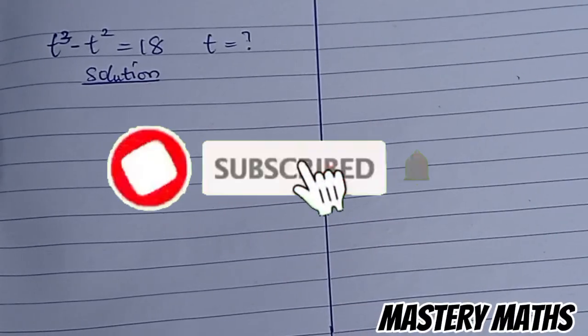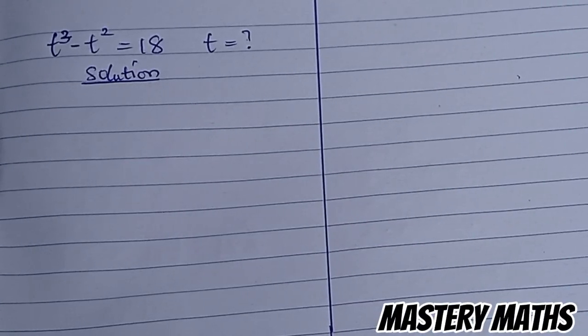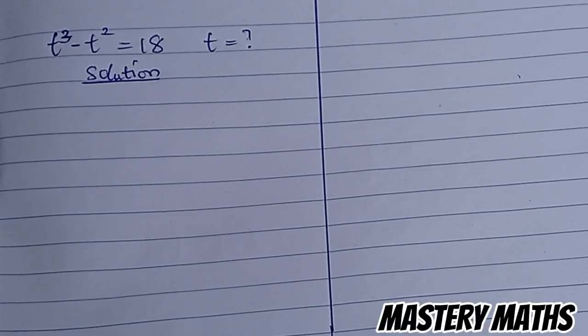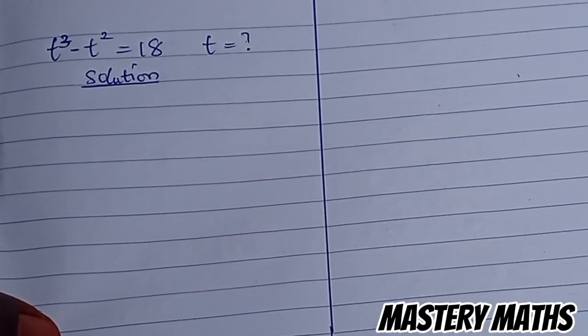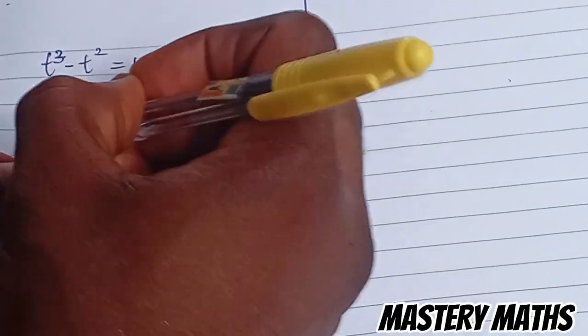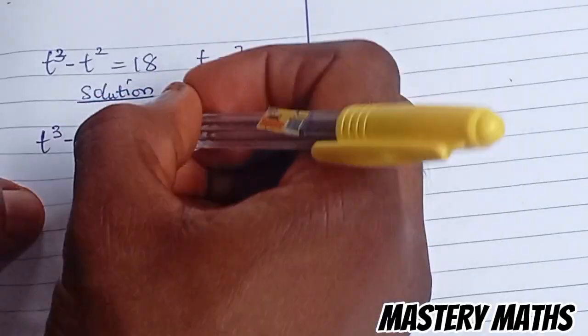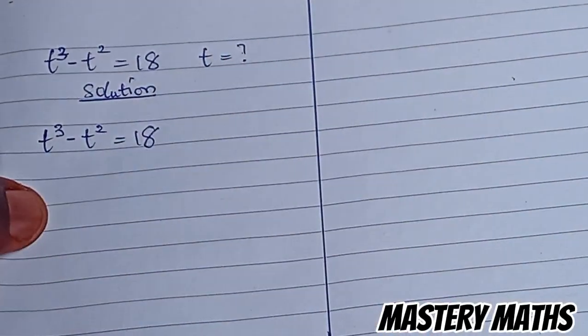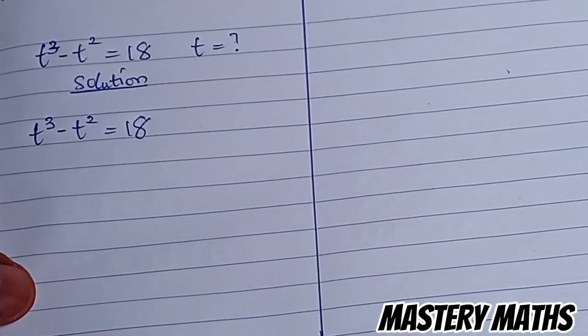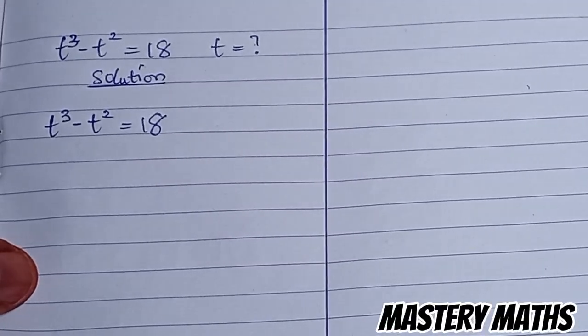Now we have to look for the value of t. t raised to the power of 3 minus t raised to the power of 2 equal to 18. Now, what is the value of t? Before we can look for the value of t, first of all, we have to repeat the question. We have t raised to the power of 3 minus t raised to the power of 2 equal to 18. And having done this, what should be the next thing we treat here?